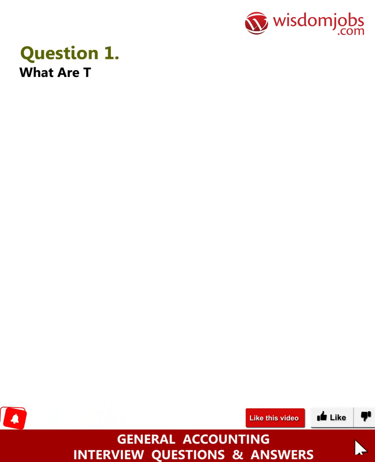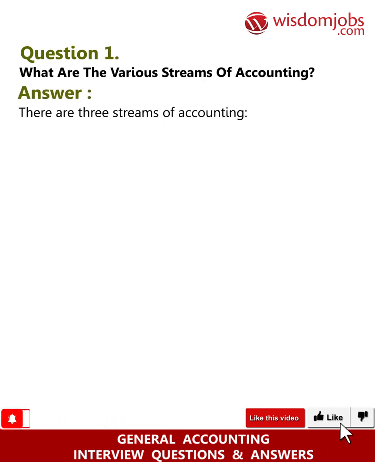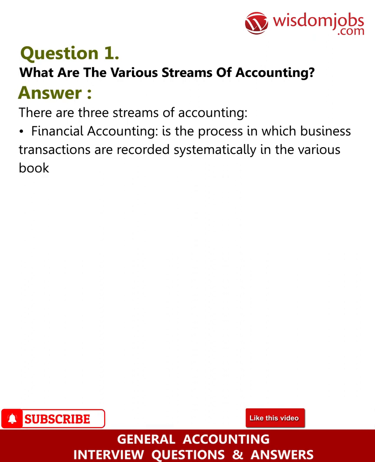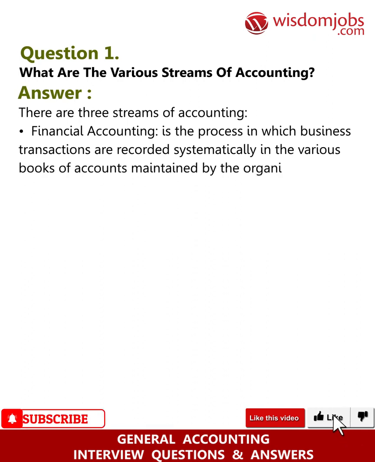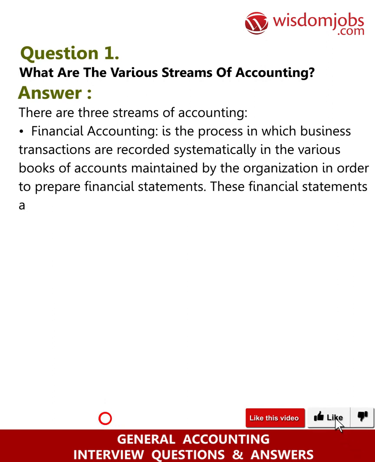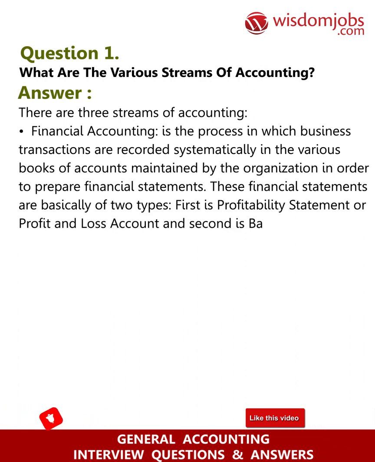Question 1. What are the various streams of accounting? Answer. There are 3 streams of accounting. Financial accounting is the process in which business transactions are recorded systematically in the various books of accounts maintained by the organization in order to prepare financial statements. These financial statements are basically of 2 types. First is profitability statement or profit and loss account, and second is balance sheet.